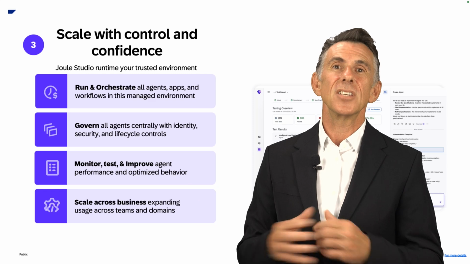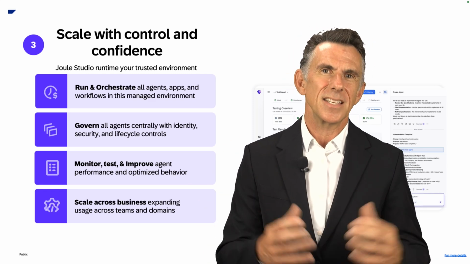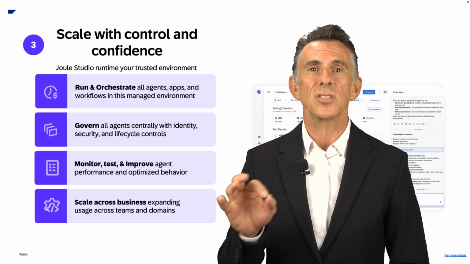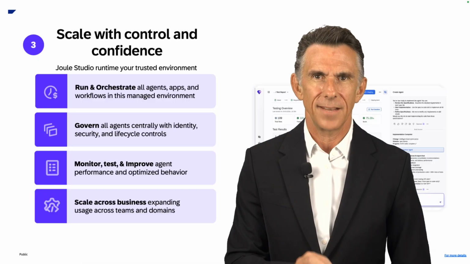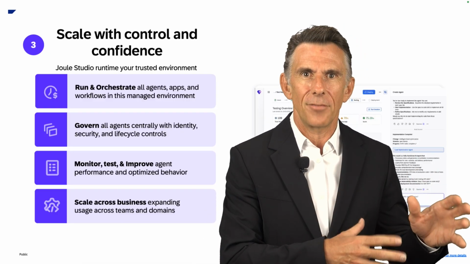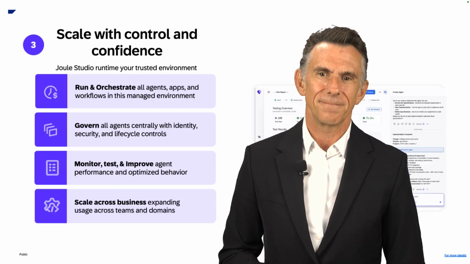Governance. Agents in Joule Studio are governed centrally with inherited security, identity, and lifecycle controls. Every agent inherits the organization's access policies and compliance controls automatically. So you're not standing up a separate governance layer for AI, you're extending the one that you already have.